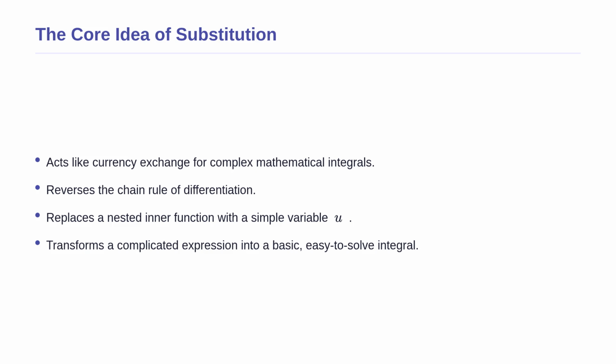Mathematically, this method reverses the chain rule. We look for a messy, nested function, call it u, and watch the rest of the complicated expression simply disappear.